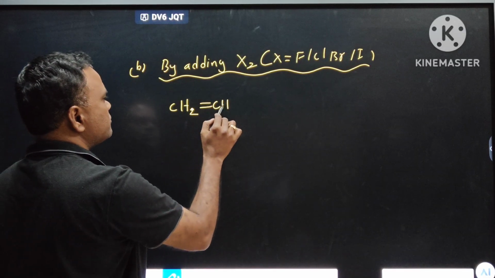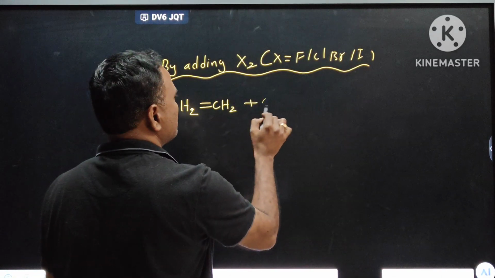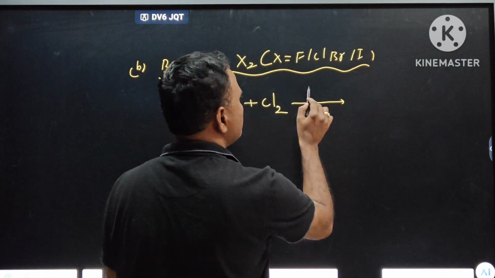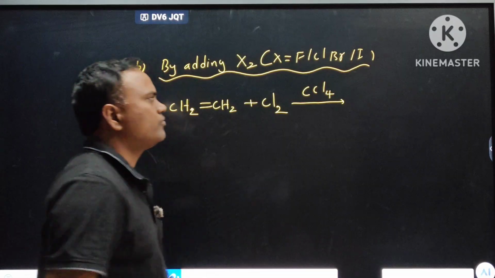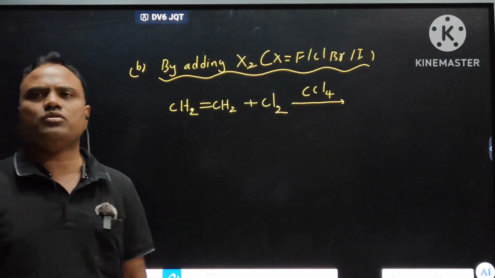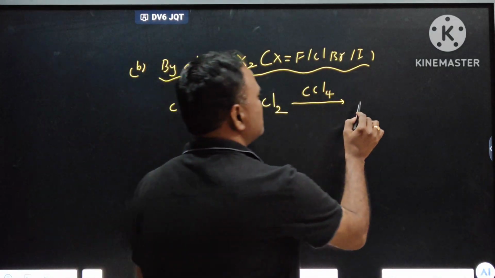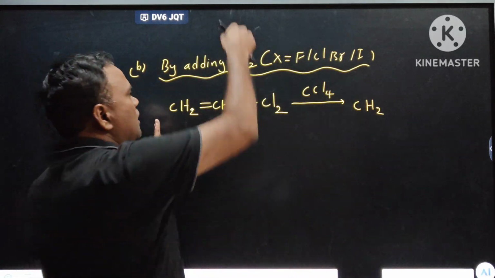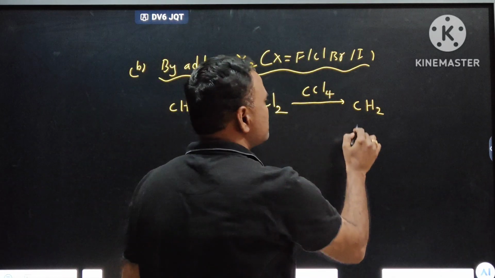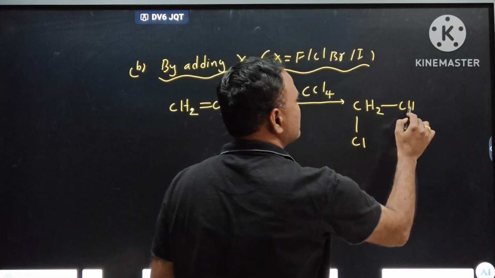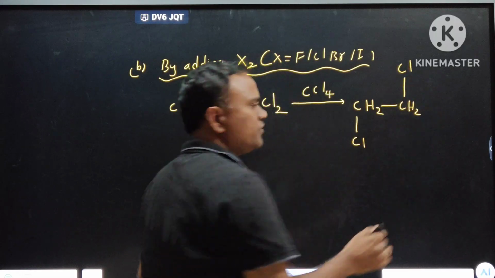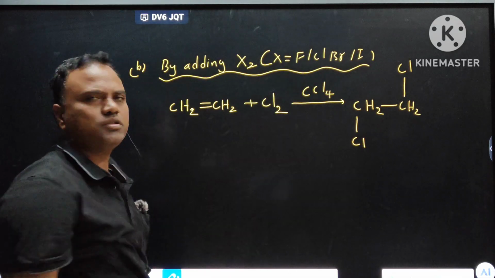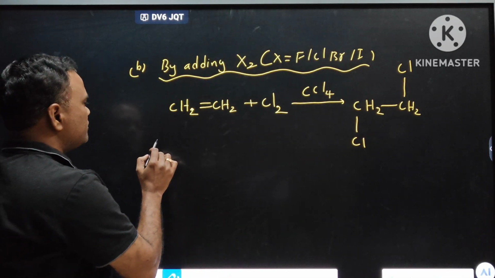CH2 double bond CH2 plus Cl2 in the presence of CCl4, carbon tetrachloride solvent. Two chlorine atoms will be added. See, one chlorine will add from the bottom phase, another chlorine will add from the top phase, from two different phases, bottom phase and top phase. Clear? So this is anti-addition. Note down.